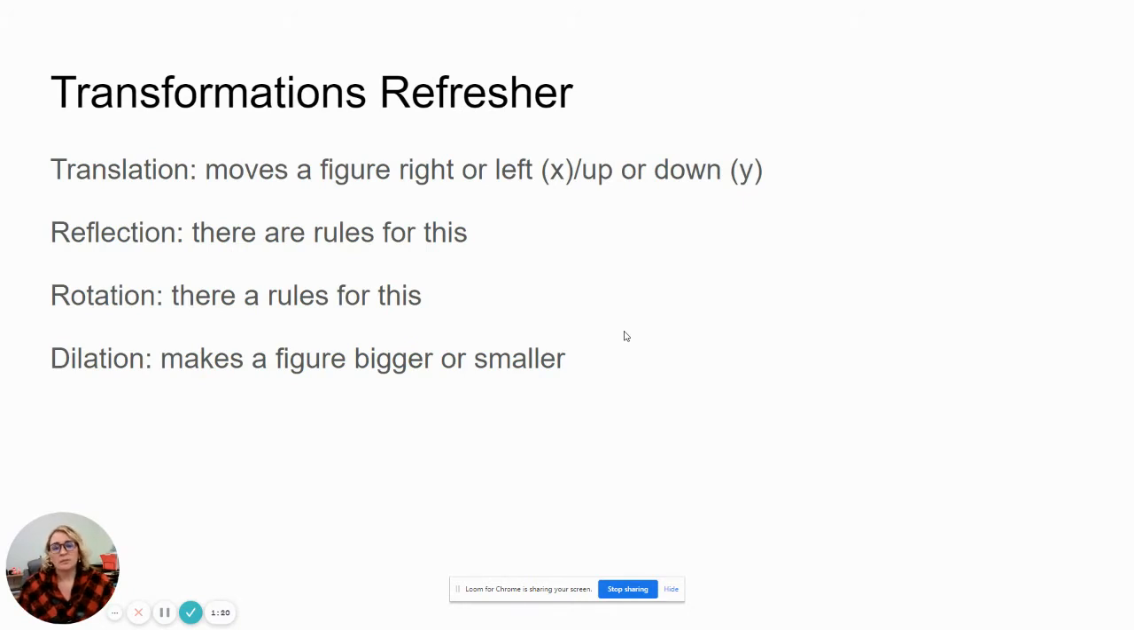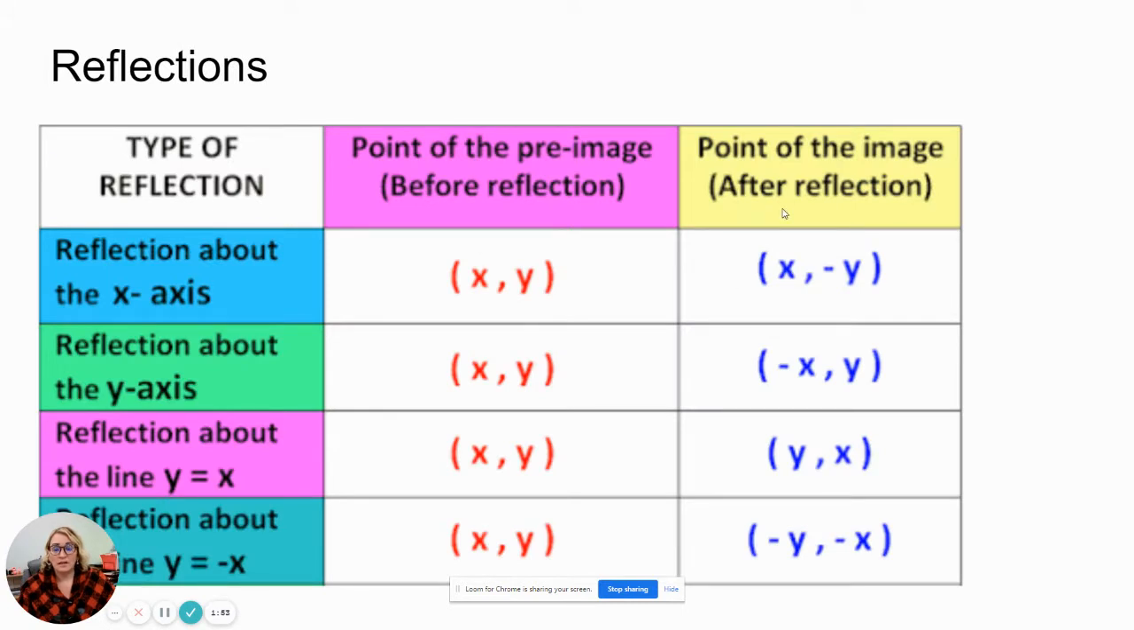So just a transformations refresher, because it has been since probably October since we talked about this. So remember, a translation is moving the figure right or left, depending on the X, or up or down, depending on the Y. Okay, a reflection, we have rules for this, but it's reflecting over the X-axis, over the Y-axis. Rotation, we're rotating around, and dilation makes the figure bigger or smaller. Okay, if you do not still have these, I did put these back into the slideshow for you.